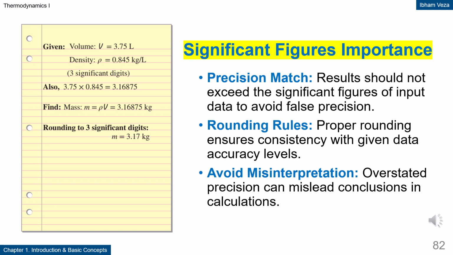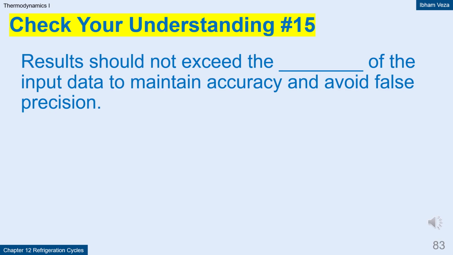Significant figures importance. Calculation results should not have a level of precision greater than the input data. Significant figures indicate the precision of a measurement. Proper rounding must follow the precision of the original data. Showing too many digits can create a false sense of accuracy. This concept is important to maintain scientific honesty in calculations. Results should not exceed the significant figures of the input data to maintain accuracy and avoid false precision.